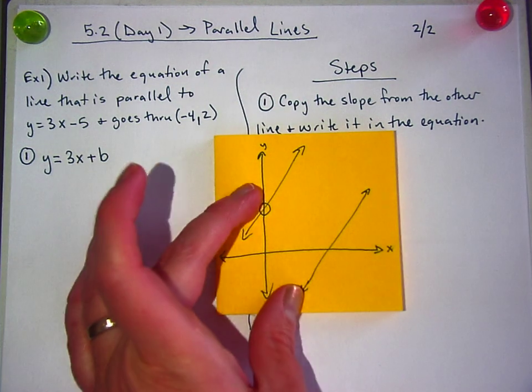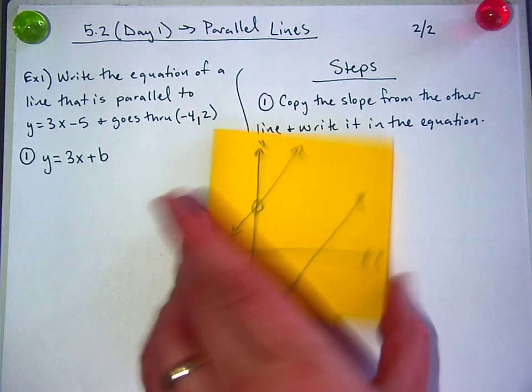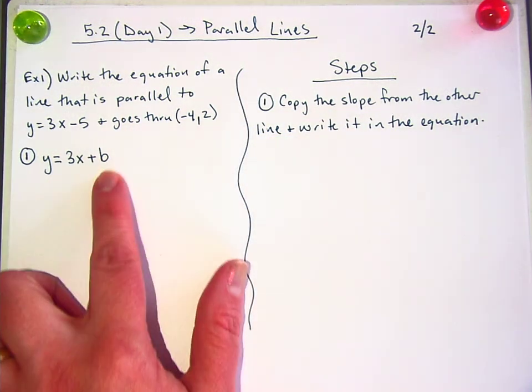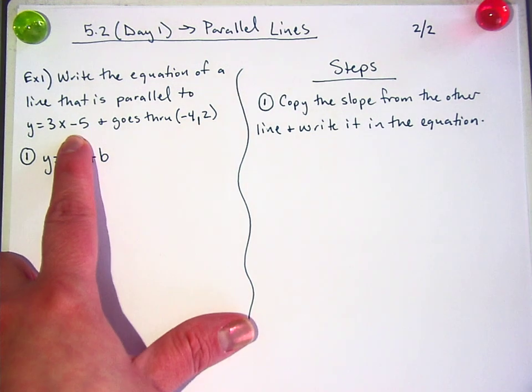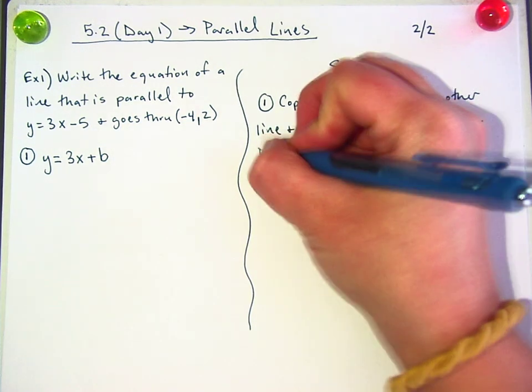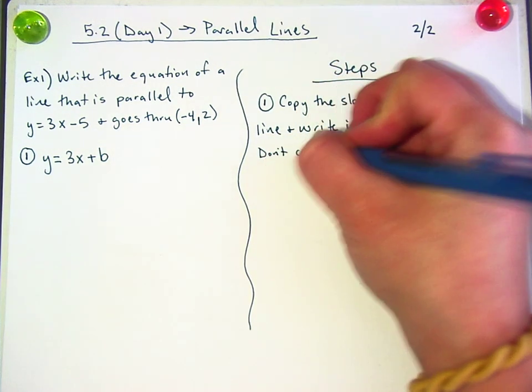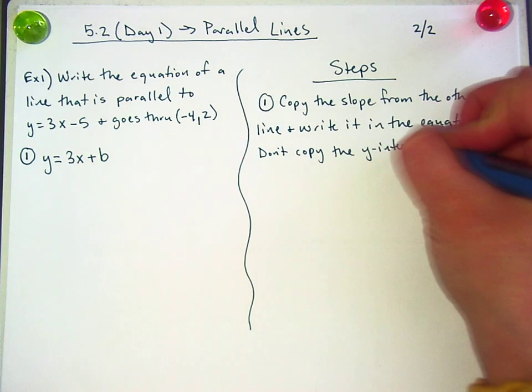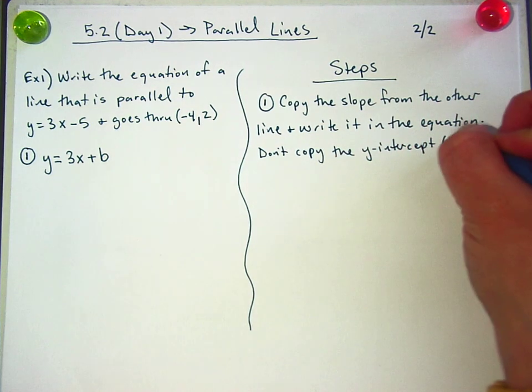So these have the same slope but different y-intercepts. That's why you put in a b. So we're not going to copy that -5. Don't copy over the y-intercept. Should I write that down? Don't copy the y-intercept, which is b.